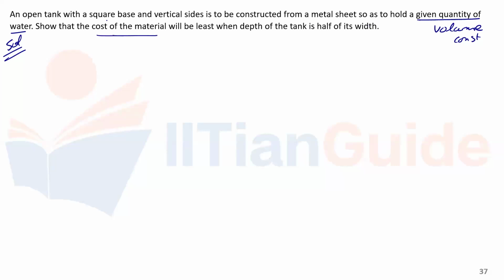Cost of the material, open tank with a square base, we need to find. Cost of the material, that means surface area. I will tell you shortly, surface area. Okay, cost of the material will be least when depth of the tank is half of its width. Surface area has to be minimized.